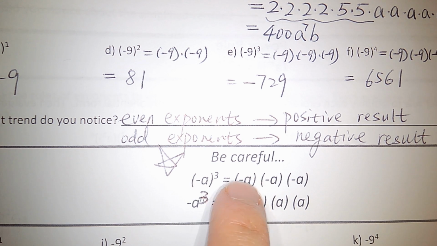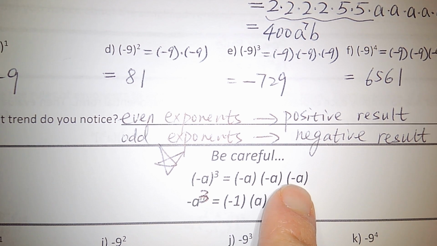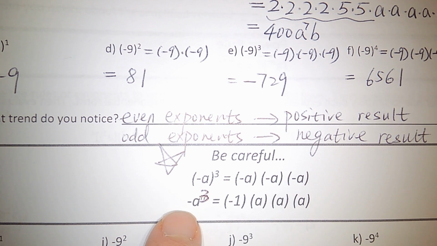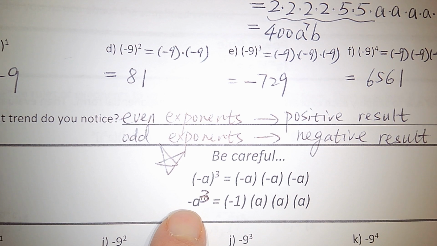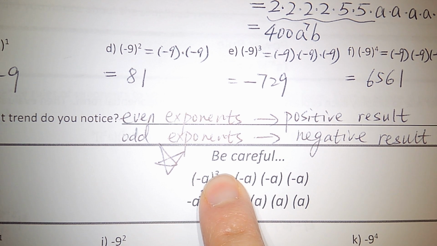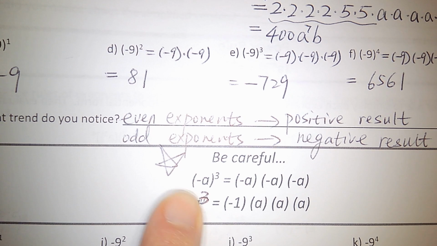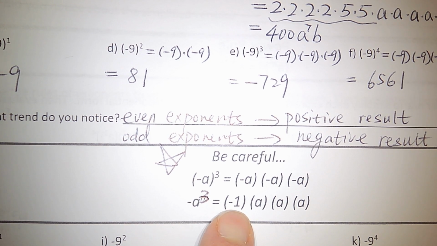So for this one with parentheses, it says negative a to the cube. How should we write it in factored form? It's going to be negative a times negative a times negative a, right? This one, there's no parenthesis. So how can we write this in factored form? Do we do the exponent first, or the multiplication first? We can consider this as negative 1 times a, or negative 1 times something. There's no parenthesis. Which operation should we do first? Exponents. So here this negative sign, we can consider it is negative 1, right?